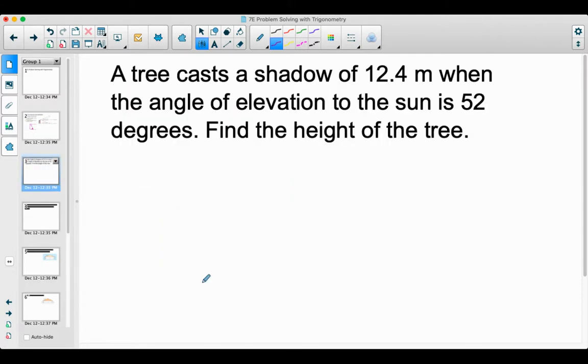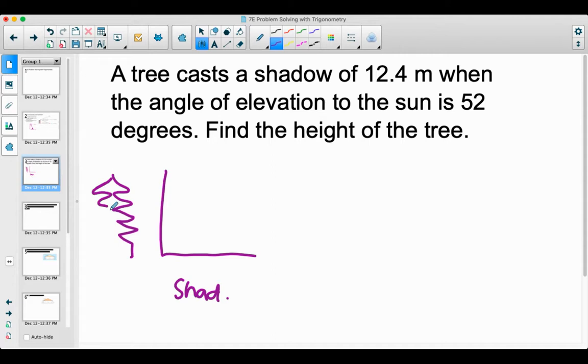It says a tree cast a shadow of 12.4 meters when the angle of elevation to the sun is 52 degrees. Find the height of the tree. Okay, so this would be my tree, and this is my shadow down here. Terrible at drawing, but just go with it. We know that the tree is perpendicular to the ground and the shadow is on the ground. The shadow is 12.4 meters and the angle of elevation is 52 degrees. We want to find the height of the tree.